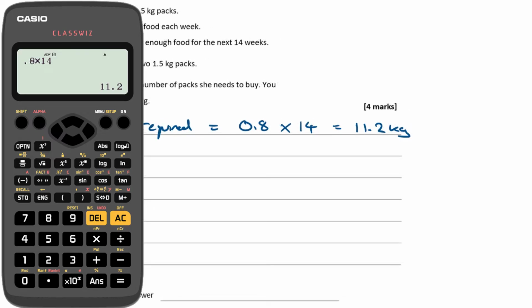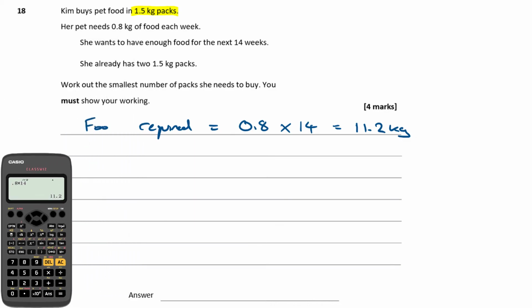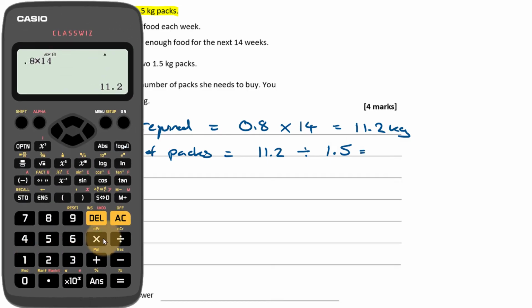Okay, so we know that pet food comes in 1.5 kilogram packs. So if we need 11.2 kilograms, then the number of packs required is going to be 11.2 kilograms of food we require divided by the pack size of 1.5 kilos, and that comes out to be 11.2 divided by 1.5, that comes out to be 7.46 and change. I'm going to round that off to 7.5. 7.5 packs.